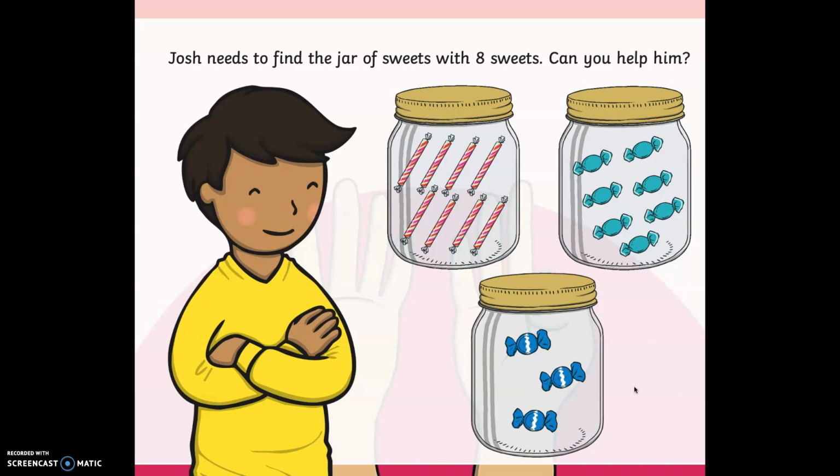Josh needs to find the jar of sweets with 8 sweets. Can you help him? Pause now if you need to count very, very carefully. Let's see which one it is. Straight away, I know it's not this one. I can see there are too few in this one. There are only 1, 2, 3. Straight away, I can rule that one out. Let's look at these two. Which one could it be? Point now.